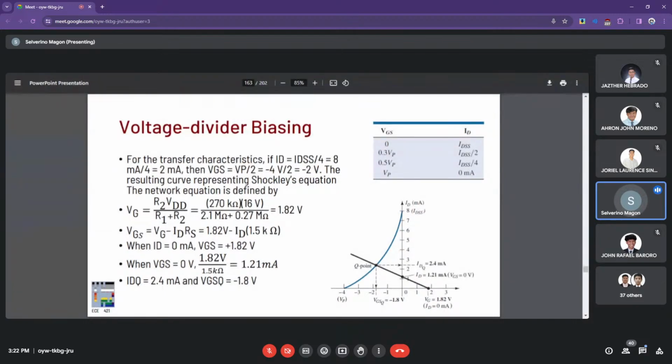More on the load line characteristics can be described in the following. Just for now, check the load line characteristics for the Q point conditions and the other ID values, combination of ID and VGS values.